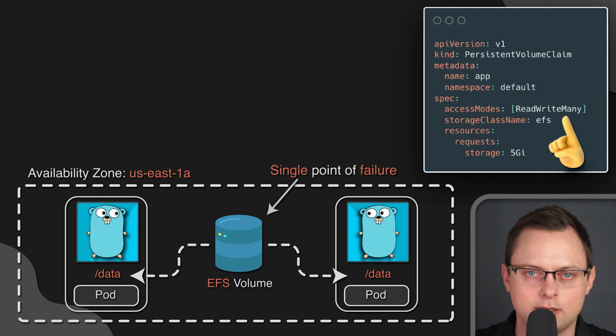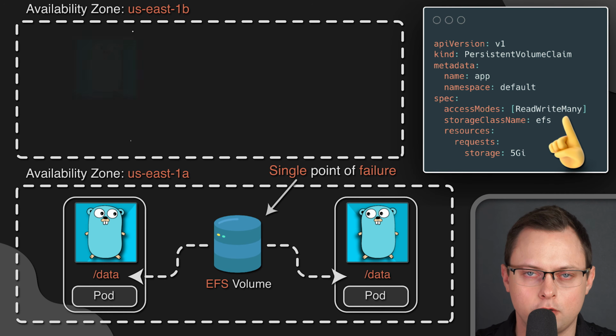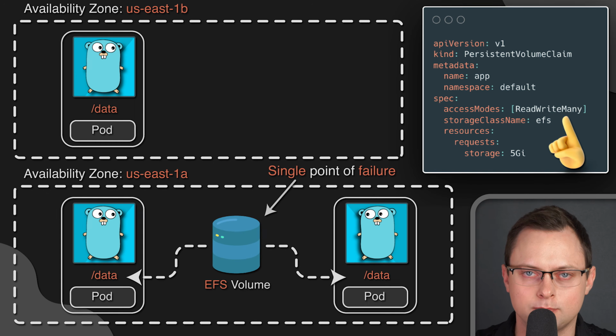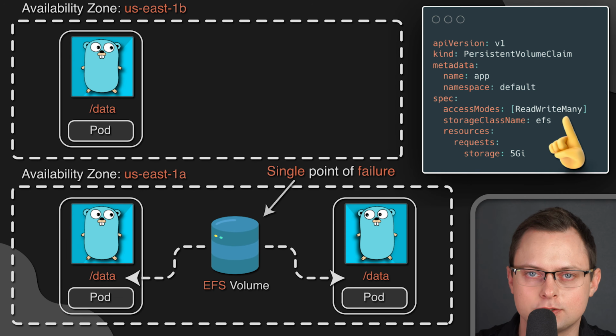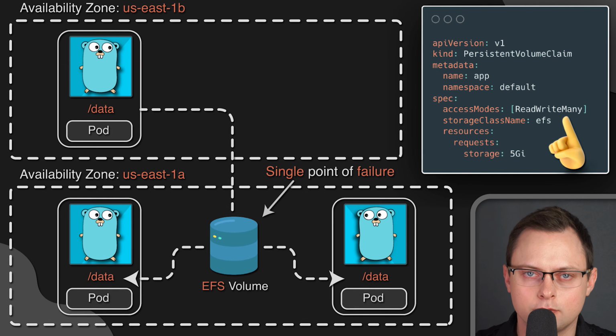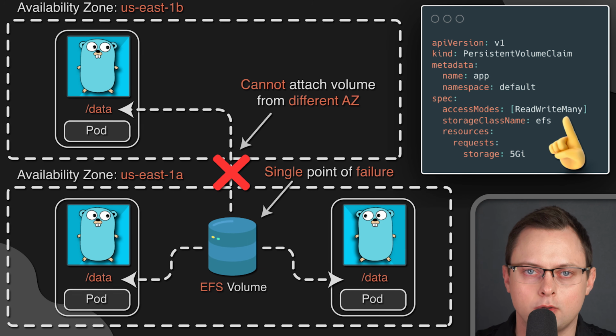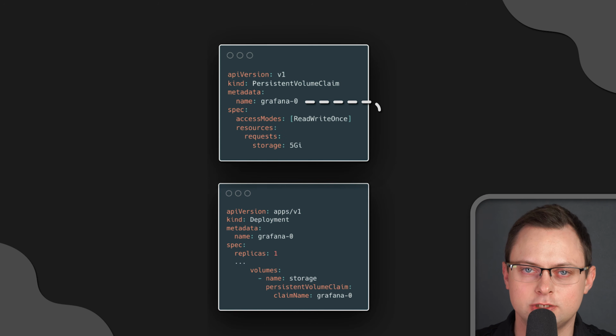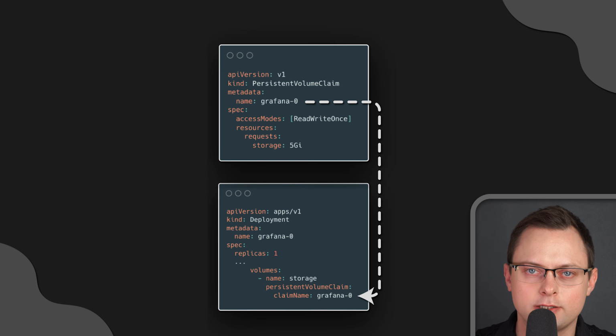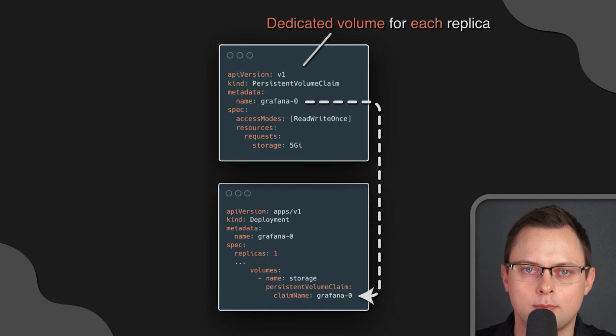Also, for high availability, you would want to spread your pods across nodes deployed in different availability zones in the cloud. However, this could be problematic because you cannot attach a volume to a node located in a different zone. Now, if your application doesn't need to share any data with other applications, the most logical approach would be to create a dedicated volume for each replica of your application.